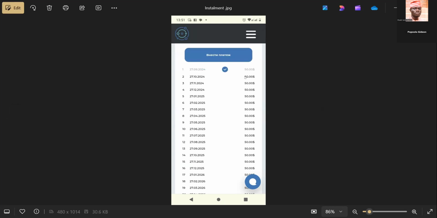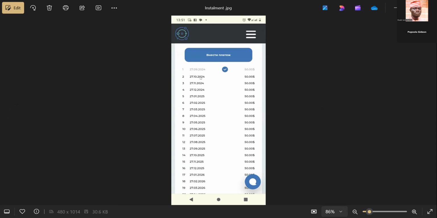And at the month, you can see the date here is 27th of September 2024. You can see the installment plan that the partner got. It has been ticked that this partner has paid for the first month. As you can see, it has been ticked.